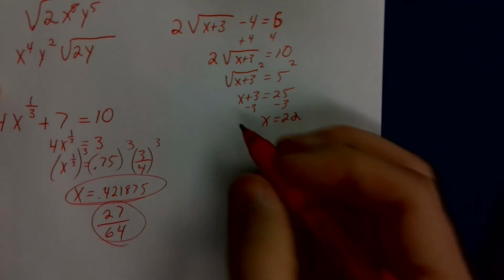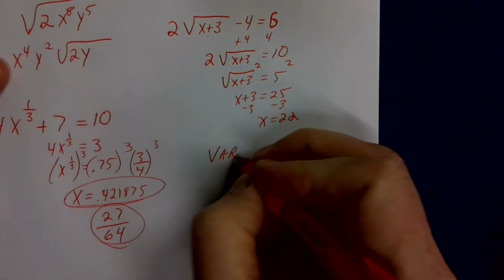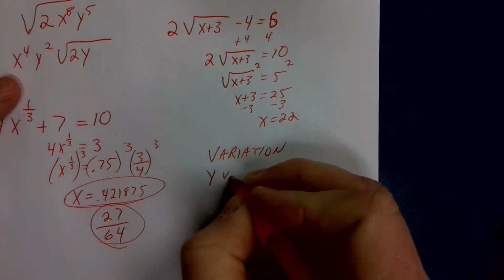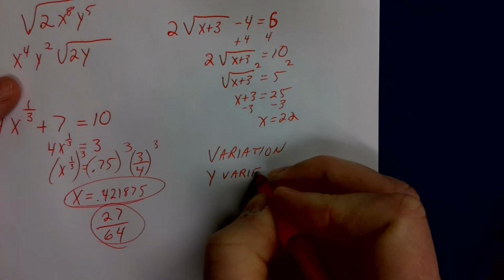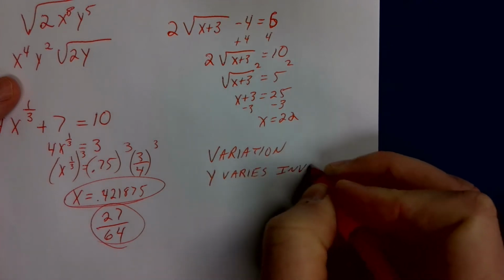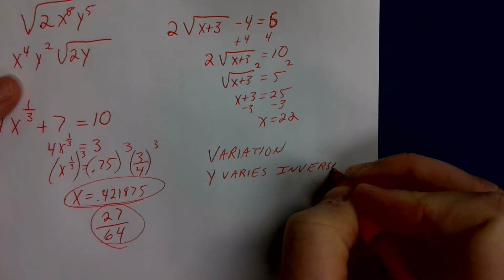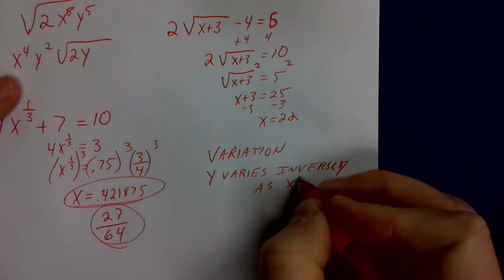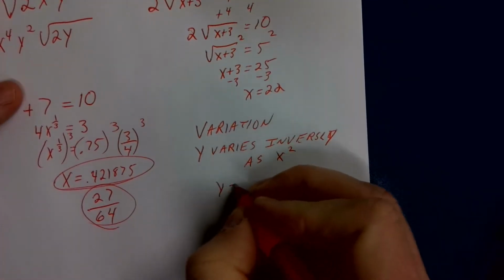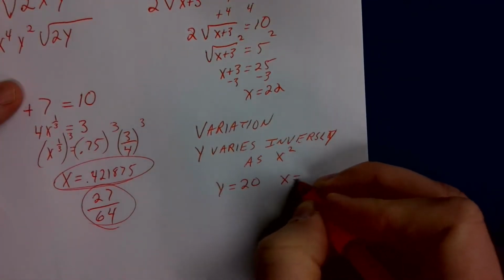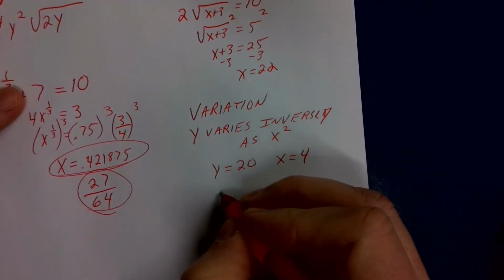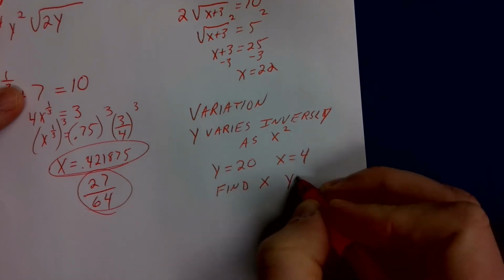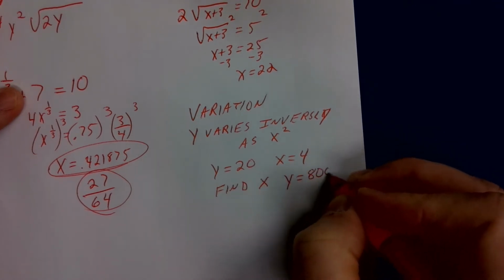So those were some of the ones. We had the variation problems, where if I said y varies inversely as x squared, and then y equals 20 when x equals 4. Find x when y equals 800. So I do something like that.